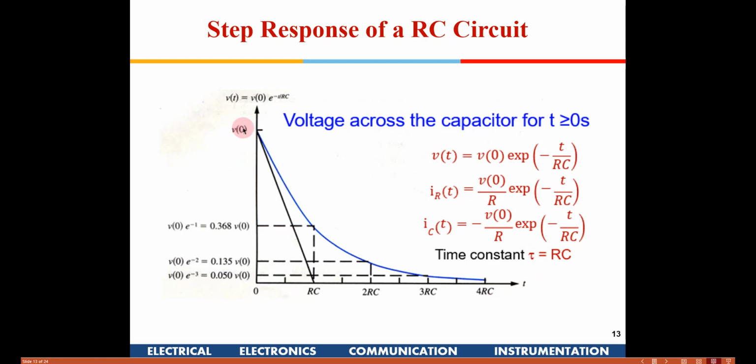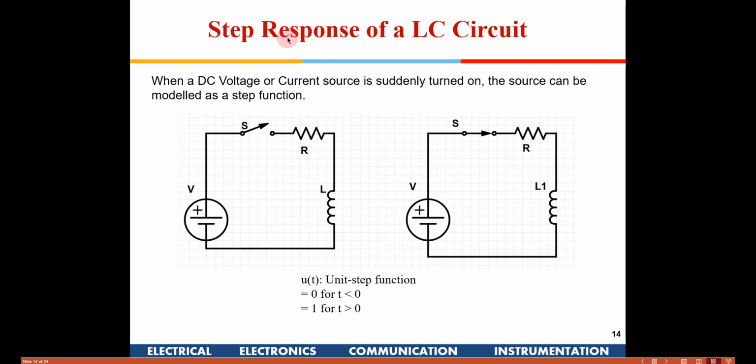Okay, so initially it will be V0, whatever it is charged with, and then it will come to 0. At tau it is equal to, at 4 RC it will be 0.05, and at 5 RC it will be almost 0. Okay, so similarly now we have seen the step response of an RC circuit.